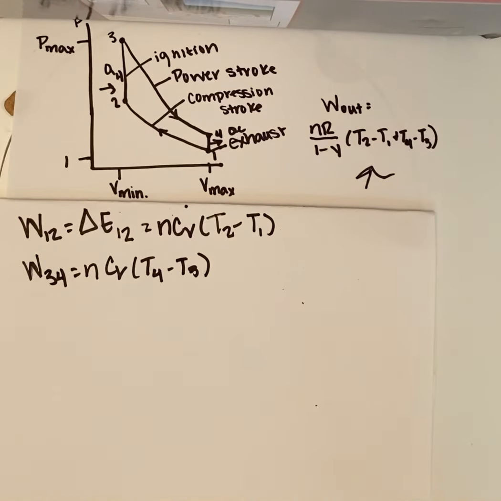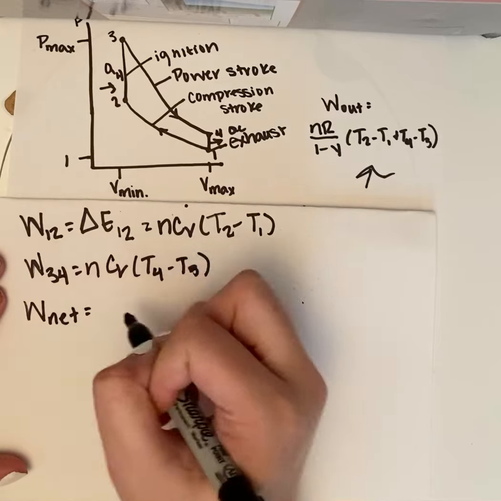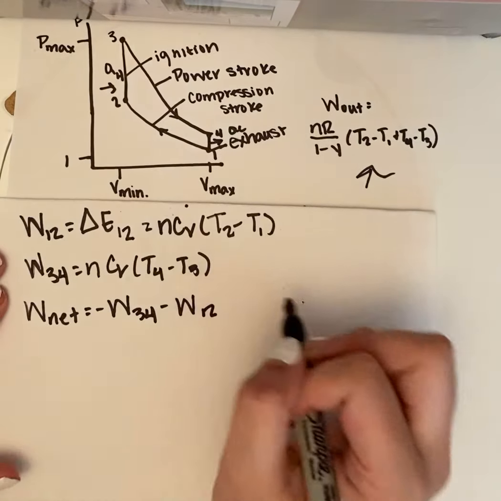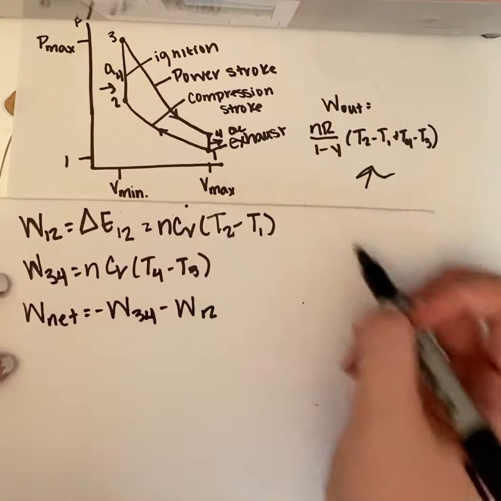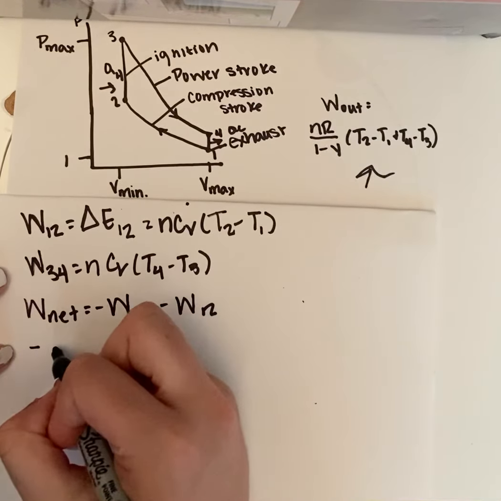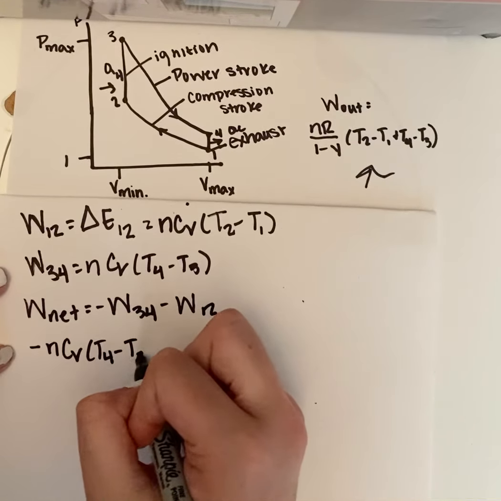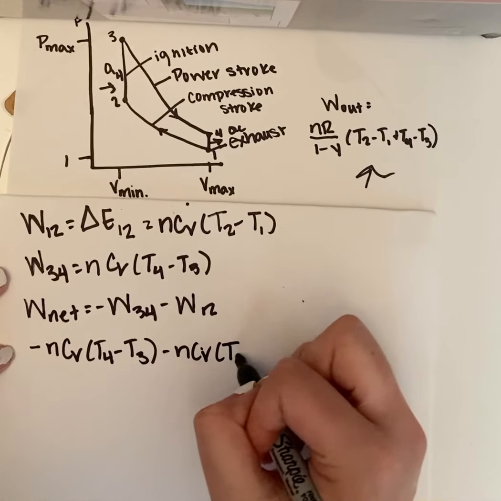And we know Cv is the specific heat for constant volume, and that the sum of the work done to the system is the negative of the net work, which looks like this: W net is equal to negative W34 minus W12. And then we can just plug in these 2 values that we got above. So this is going to be negative nCv (T4 minus T3) minus nCv (T2 minus T1).